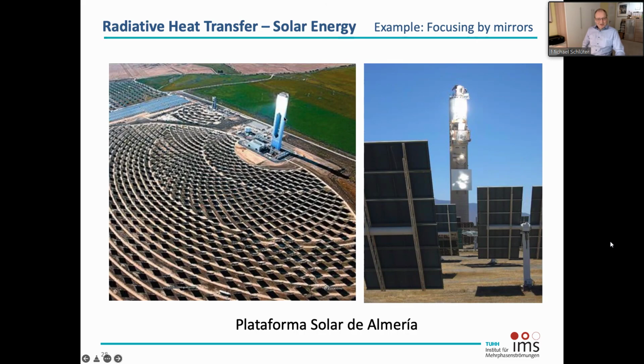Okay, any further question to this or to solar energy transfer in general?